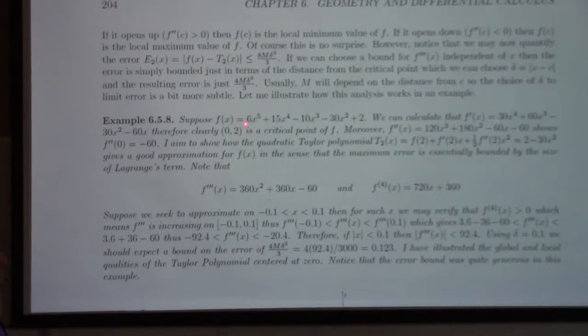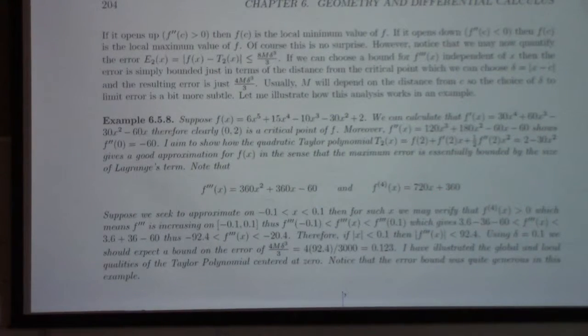This is a fifth order polynomial, a quintic, and I'm approximating it with a second order Taylor polynomial. Anyway, the quadratic here is 2 minus 30x squared. Now, you're like, okay, so if you're using the quadratic, why are you looking at the third and fourth derivatives? Well, simple reason. If I look at the third derivative, I get this. If I look at the fourth derivative, I get that.